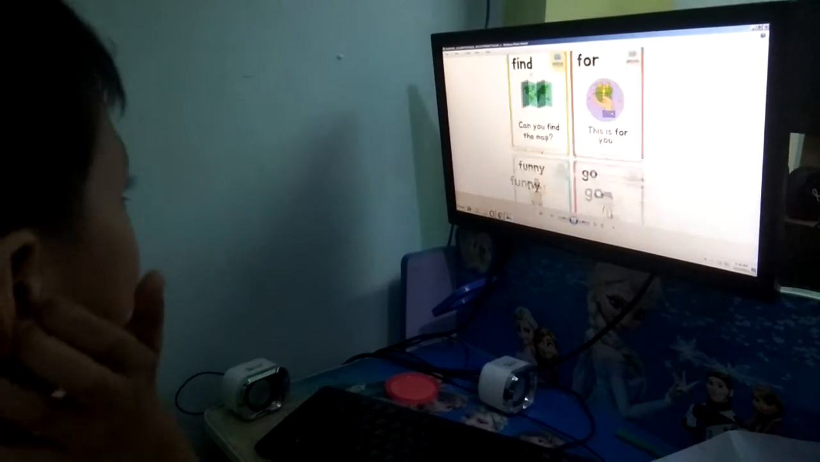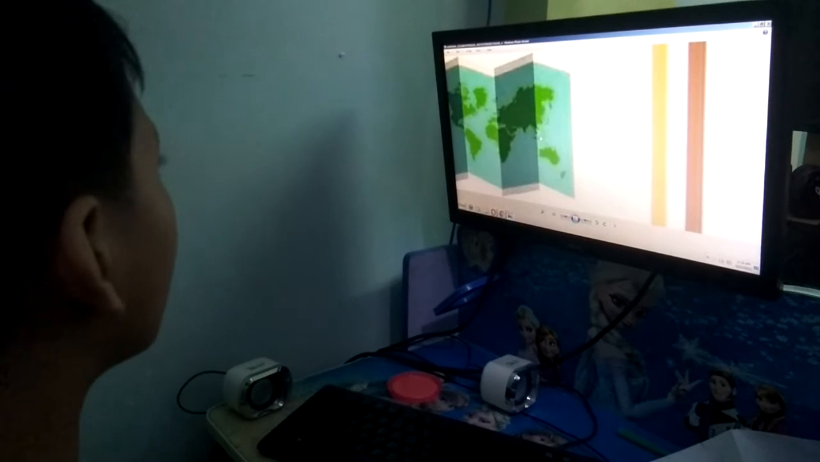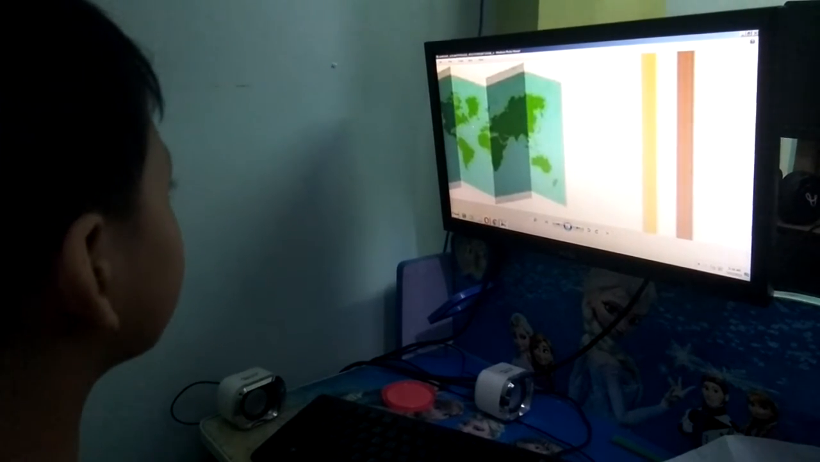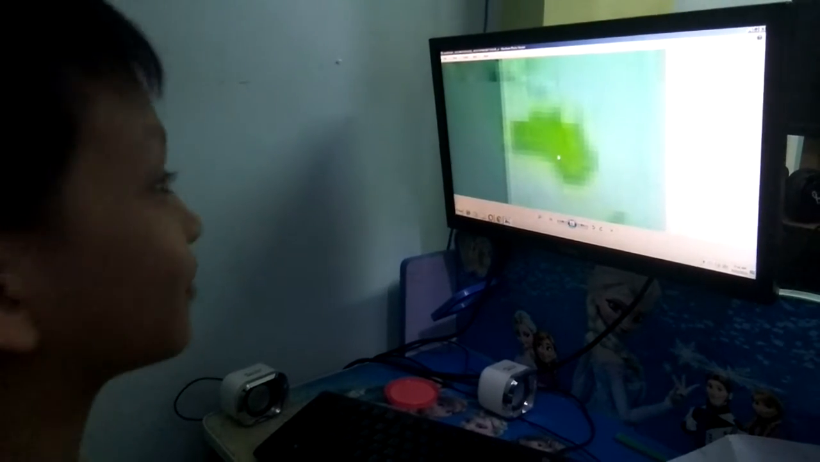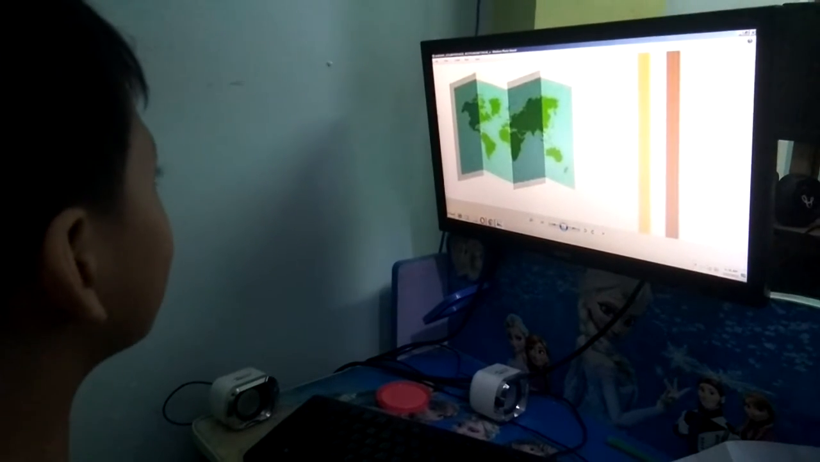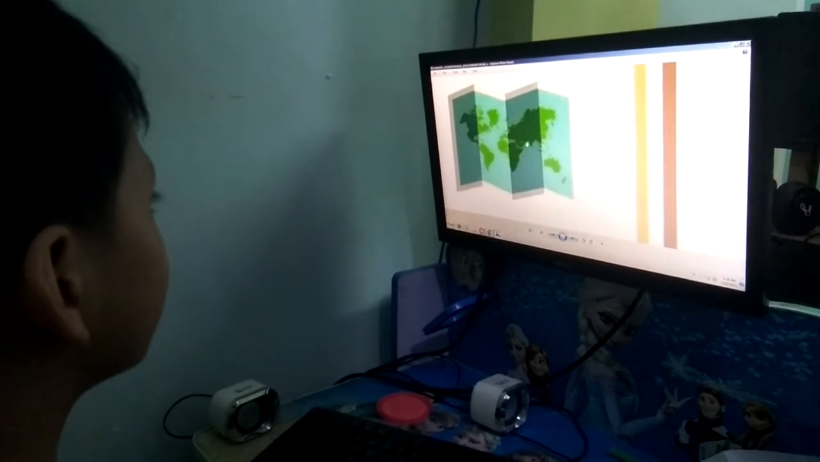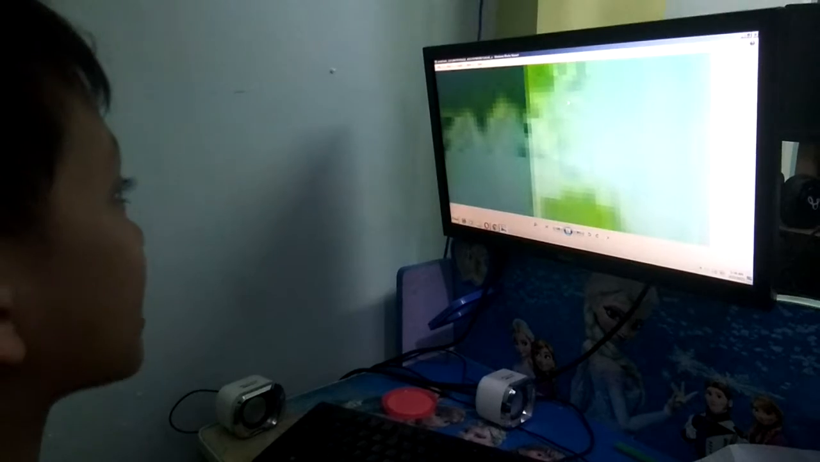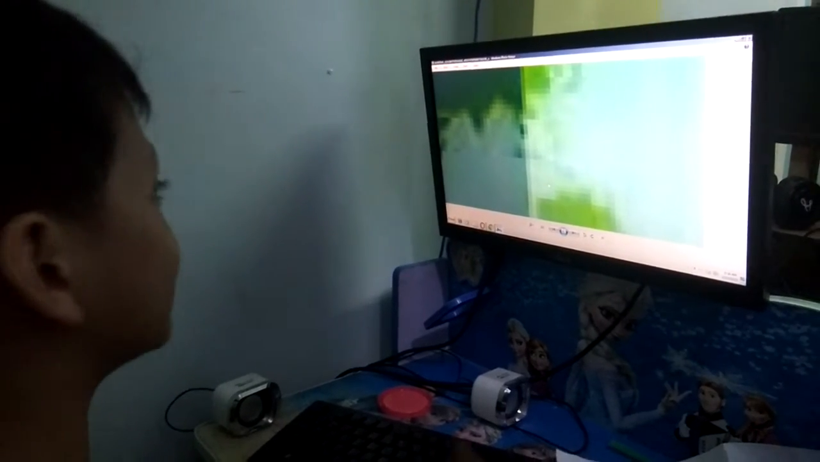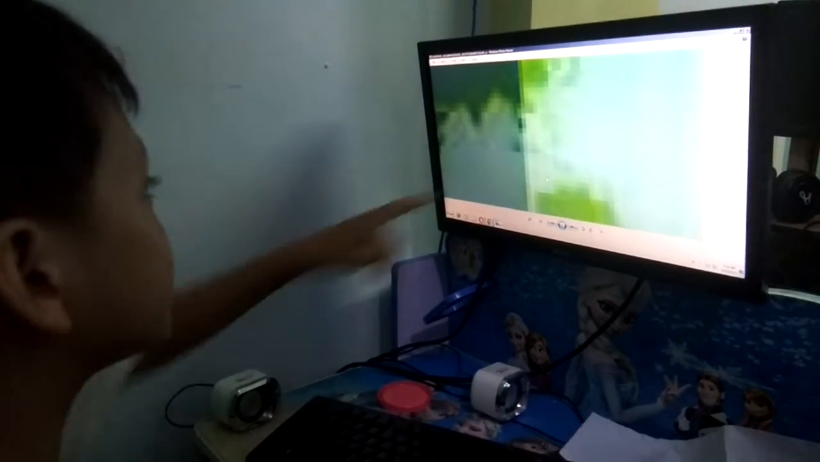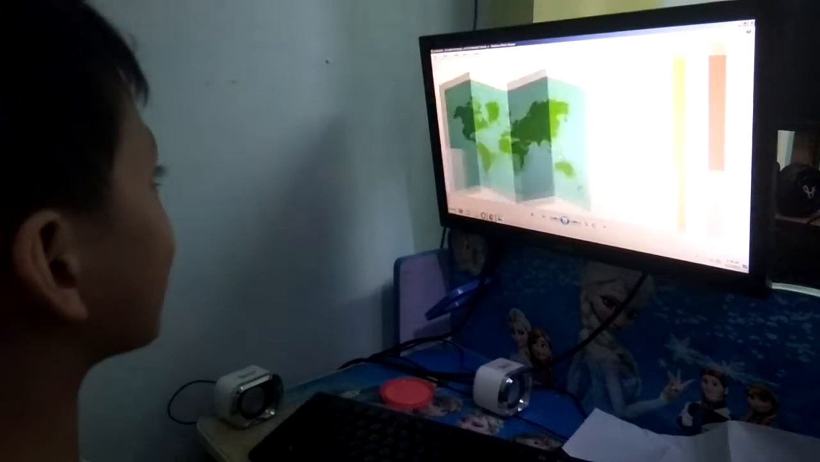Find. Can you find Australia? Okay. Or next. Can you find the Philippines? I don't see the Philippines. Okay, the Philippines? Very good. Next. Do you see the Philippines? No. Okay. It's another one, boring.